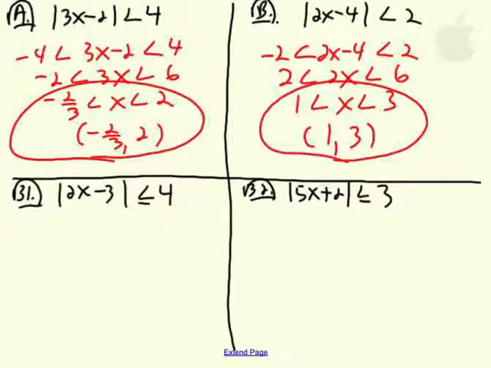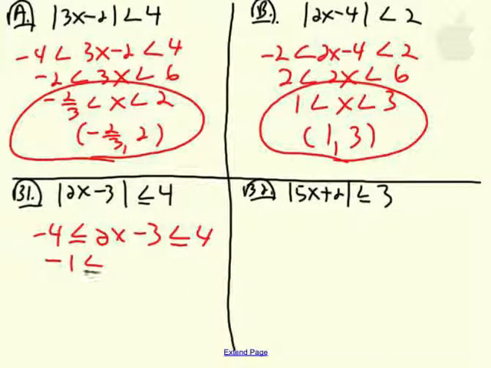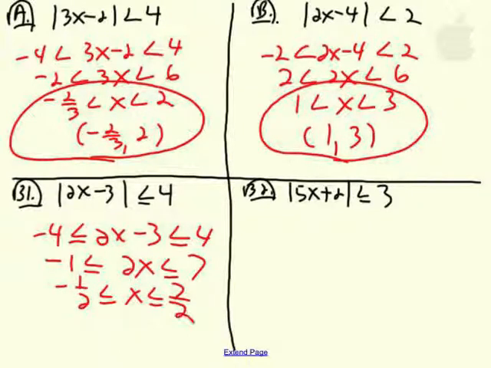And there you go. 31 is between. So you're going to have 2x minus 3 is between 4 and negative 4. Add 3. You're going to have minus 1 is less than or equal to 2x is less than or equal to 7. Divide by 2. And here is the interval.